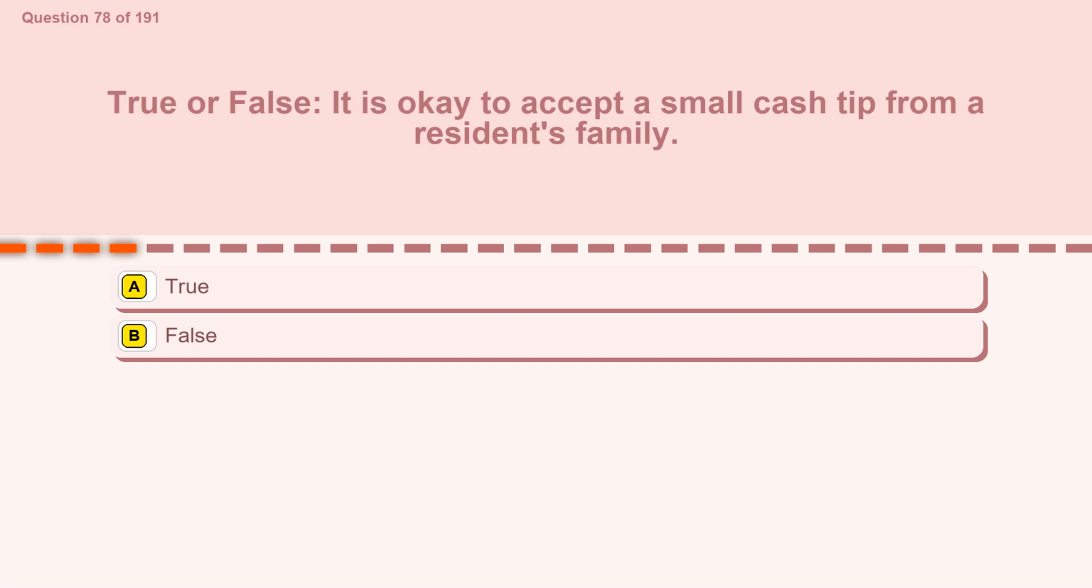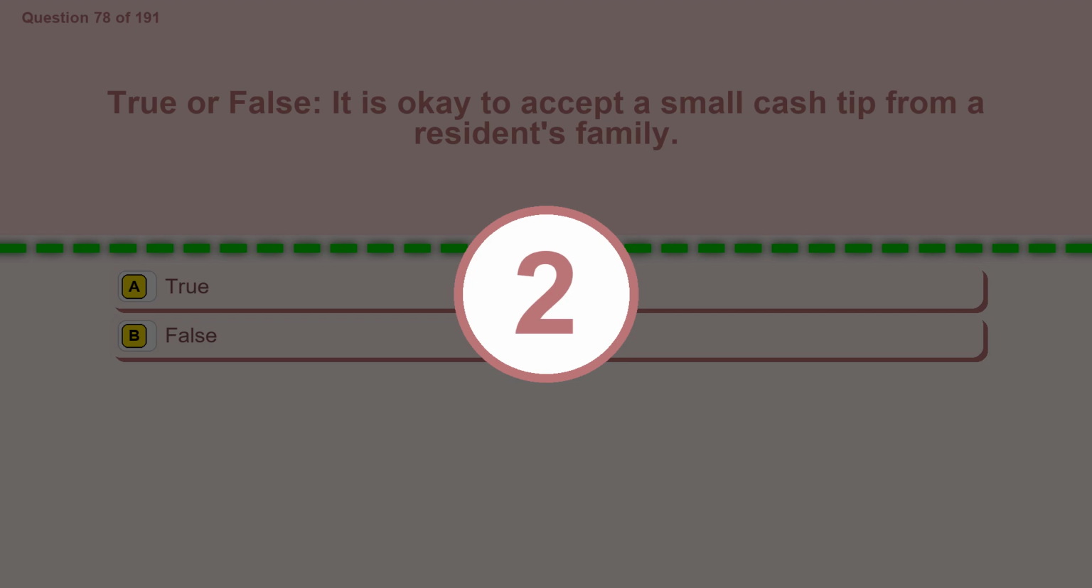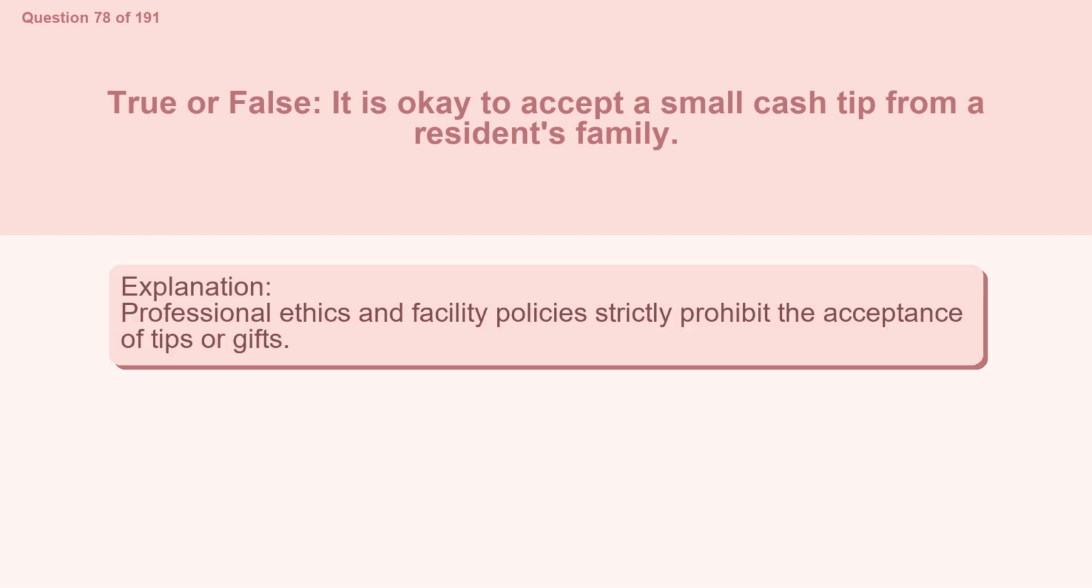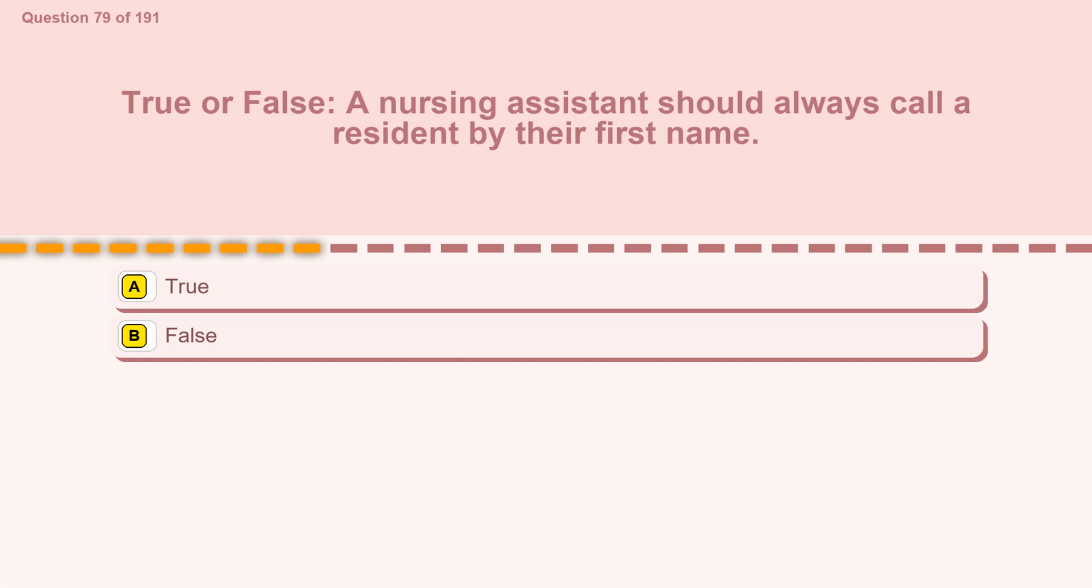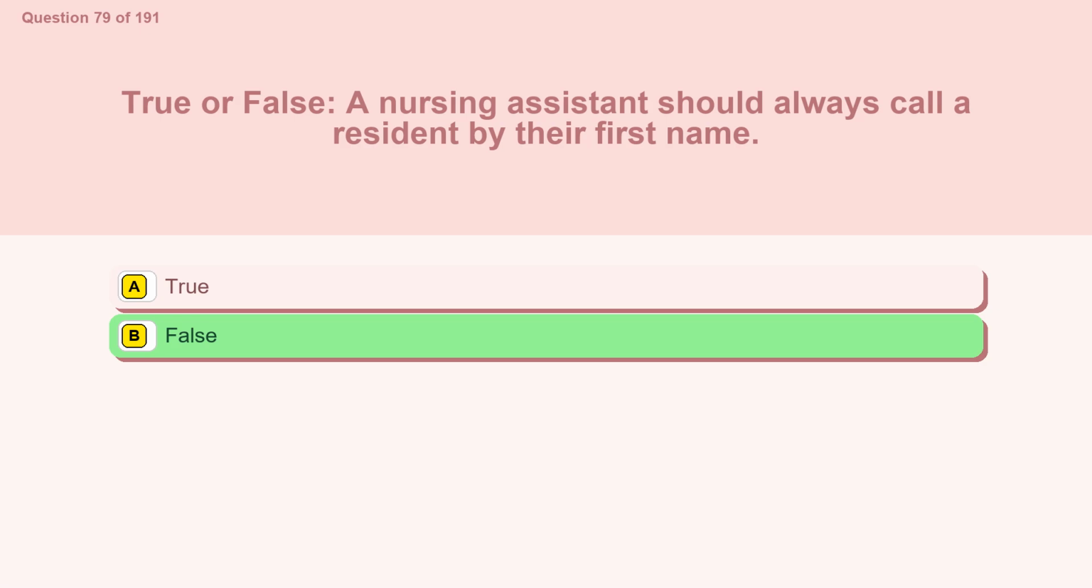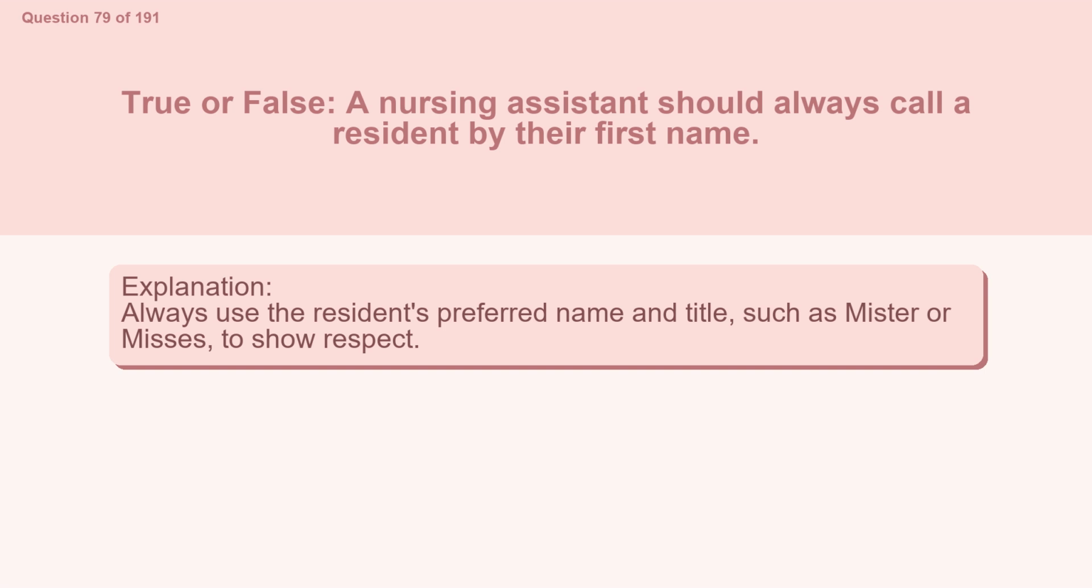Question 78. True or false, it is okay to accept a small cash tip from a resident's family? Option A, true. Option B, false. The correct answer is option B, false. Professional ethics and facility policies strictly prohibit the acceptance of tips or gifts. Question 79. True or false, a nursing assistant should always call a resident by their first name? Option A, true. Option B, false. The correct answer is option B, false. Always use the resident's preferred name and title, such as Mr. or Mrs., to show respect.